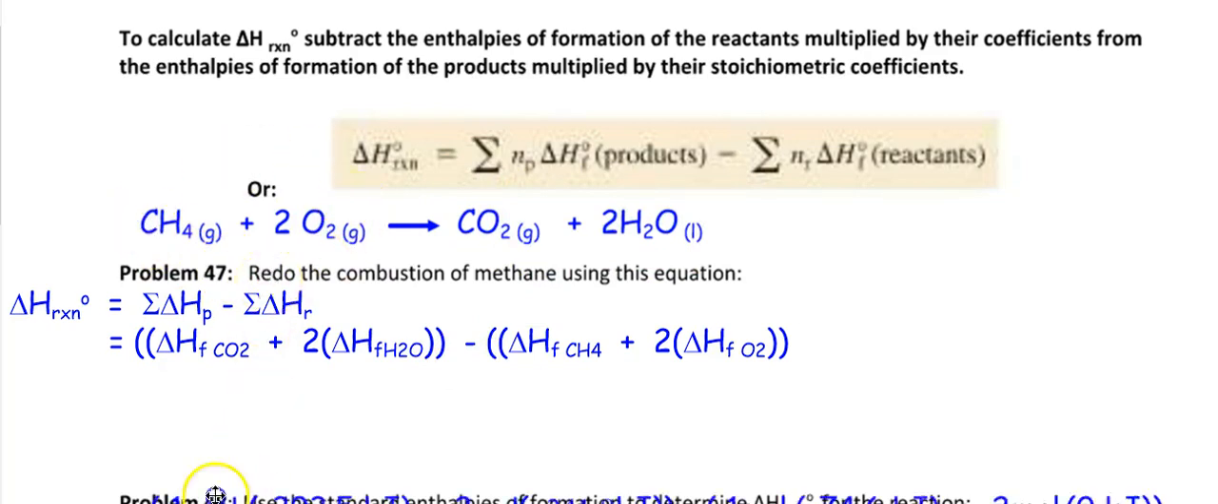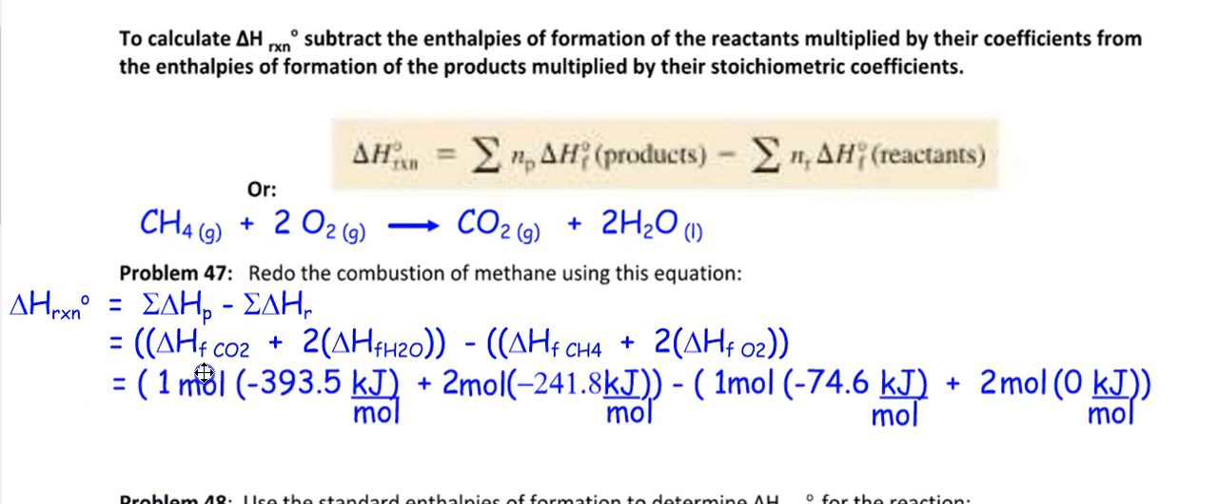So now I'm going to put in all these numbers here. You may be saying, holy cow. So here's my 1 mole of negative 393.5 kilojoules per mole plus 2 moles times negative 248 kilojoules per mole. This is my carbon dioxide and this is my 2 water liquids. Add those two together, subtract 1 mole times negative 74.6 plus 2 moles times 0.